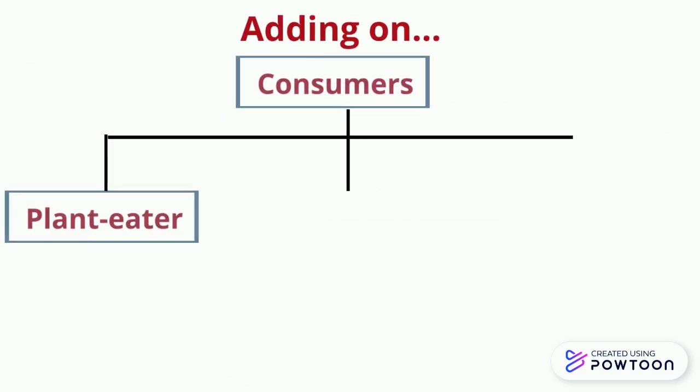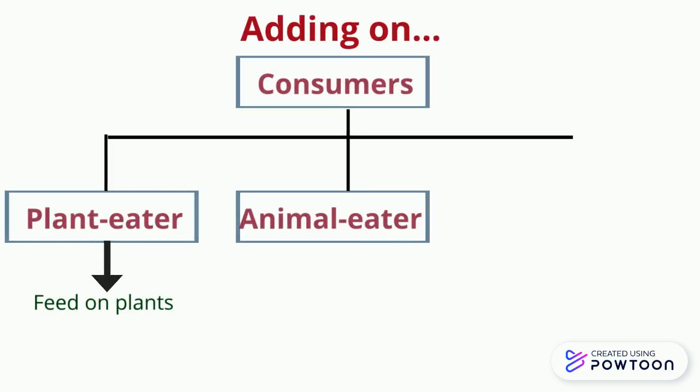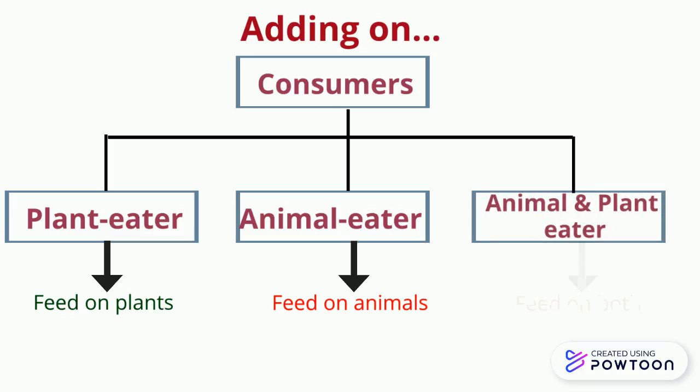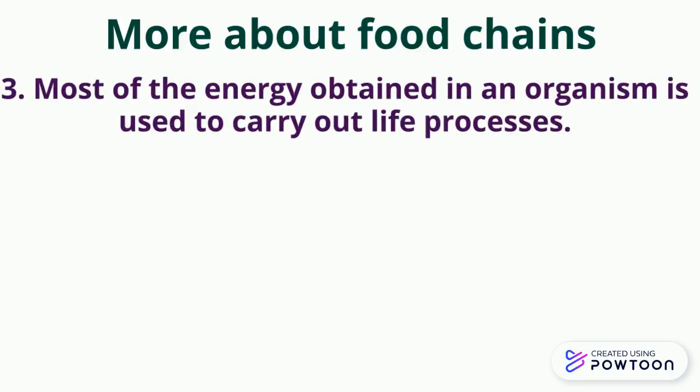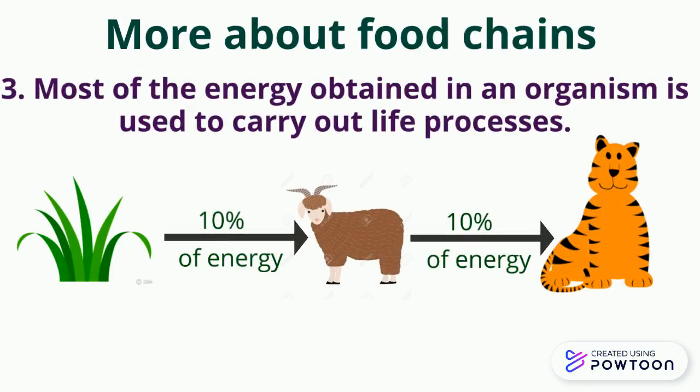Interestingly, there are three types of consumers. One is the plant eater, which feeds on plants, one is the animal eater, which feeds on animals, and one is the animal and plant eater, which feeds on both. However, most of the energy obtained is used to carry out life processes. So only 10% of energy is transferred from an organism to another.